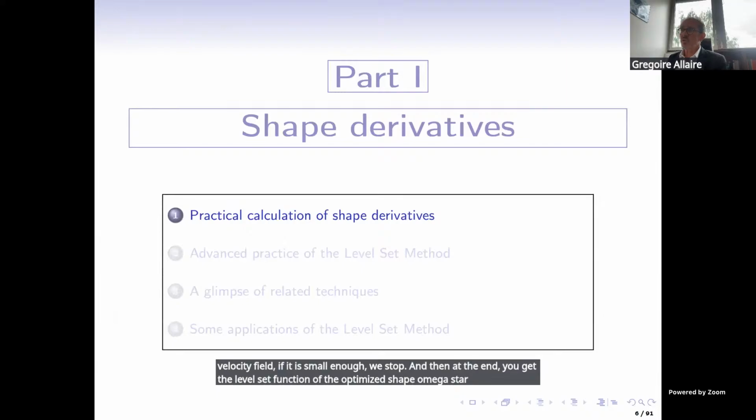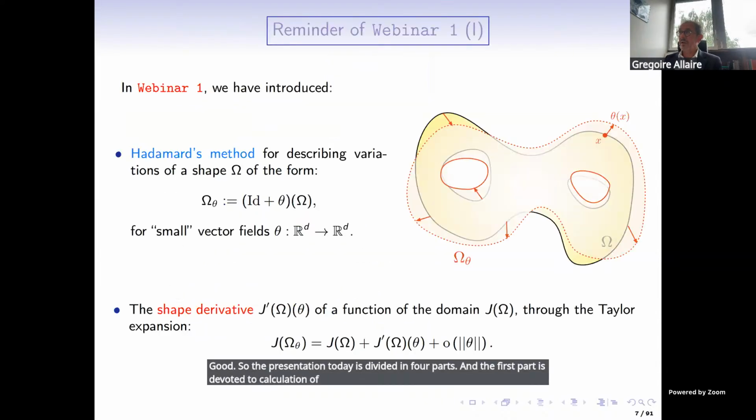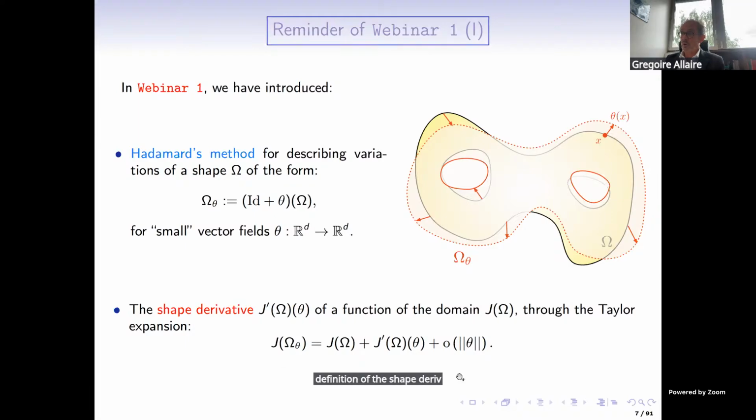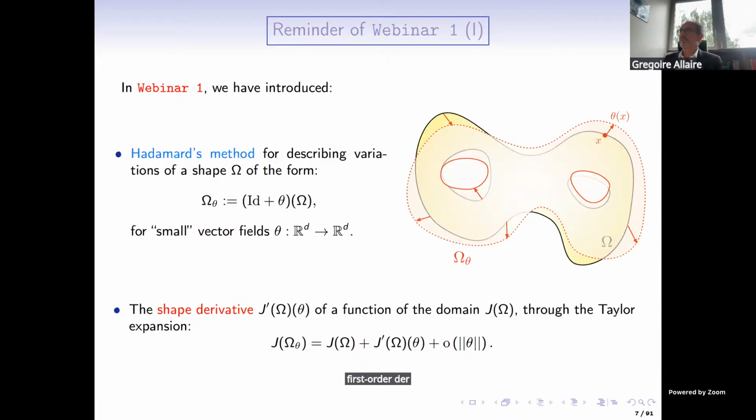Good. So the presentation today is divided in 4 parts, and the first part is devoted to calculation of shape derivatives. So here is again the picture of how, starting from a given shape omega, we do variation according to a vector field theta. And the definition of the shape derivative is that you perform a first order Taylor expansion when theta is small, and the first order variation here, J prime of omega of theta, is exactly the definition of the shape derivative.